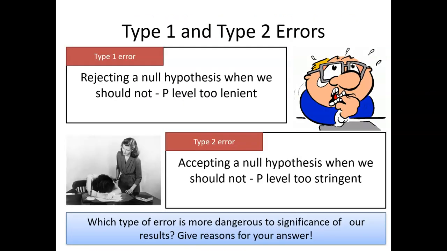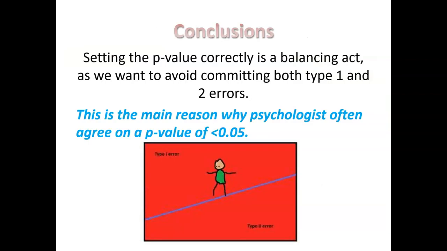Again, recap: rejecting a null when we should not, p level too lenient, type 1. Accepting a null when we should not, p level too stringent, type 2. Memorize this for me, please. Now, this is why it's said that setting a p-value is kind of like a balancing act. You've got to try and find the right balance between avoiding both a type 1 and a type 2, and 0.05 is again the sweet spot.